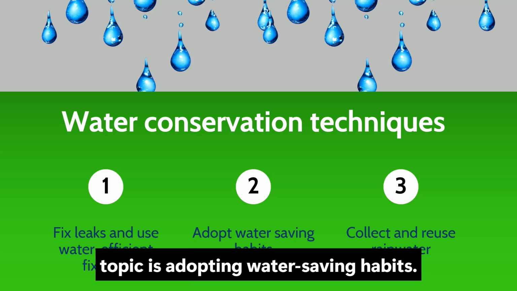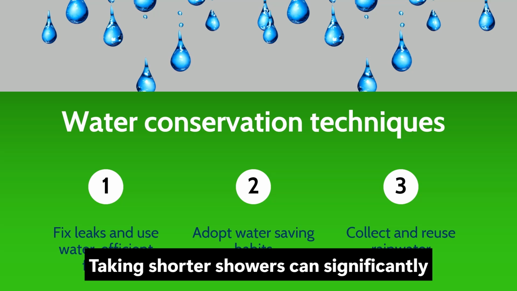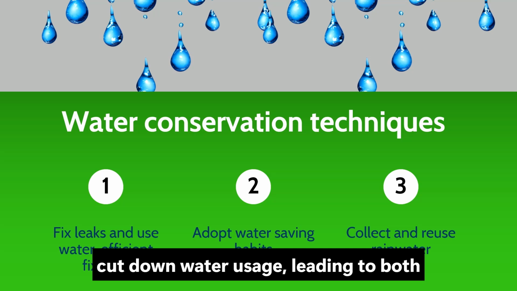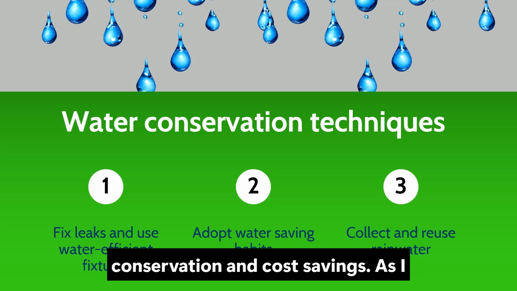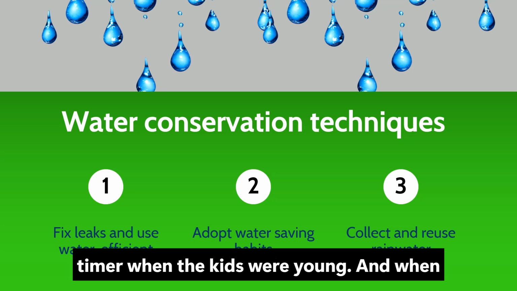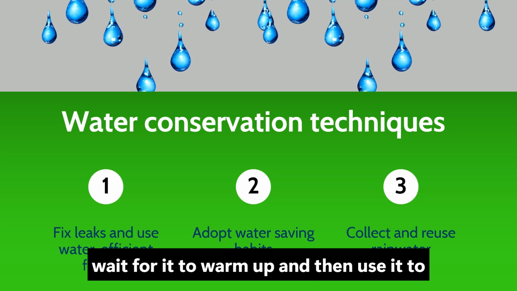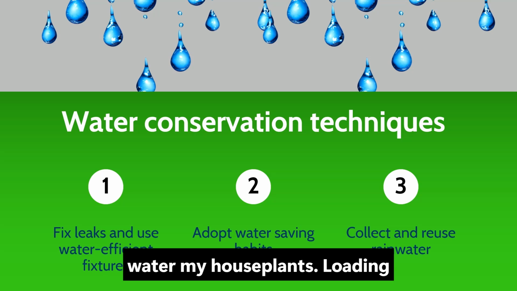Our next topic is adopting water-saving habits. Taking shorter showers can significantly cut down water usage, leading to both conservation and cost savings. As I previously mentioned, we had a shower timer when the kids were young. And when it comes to hand washing dishes, many times I will catch the running water as I wait for it to warm up and then use it to water my houseplants.